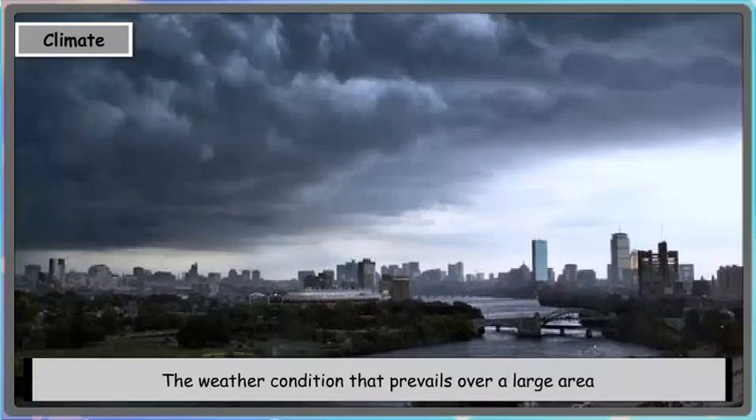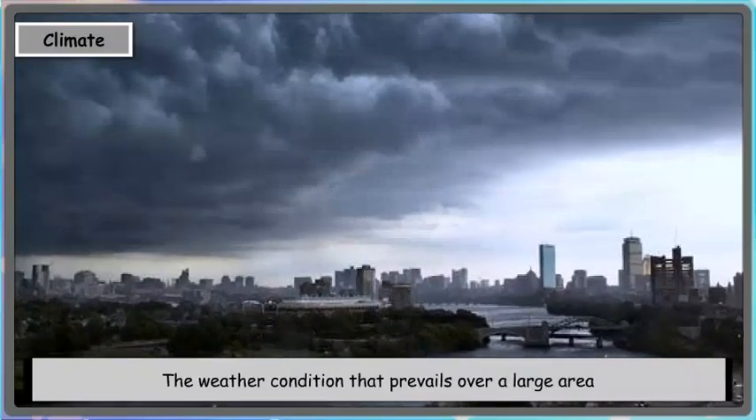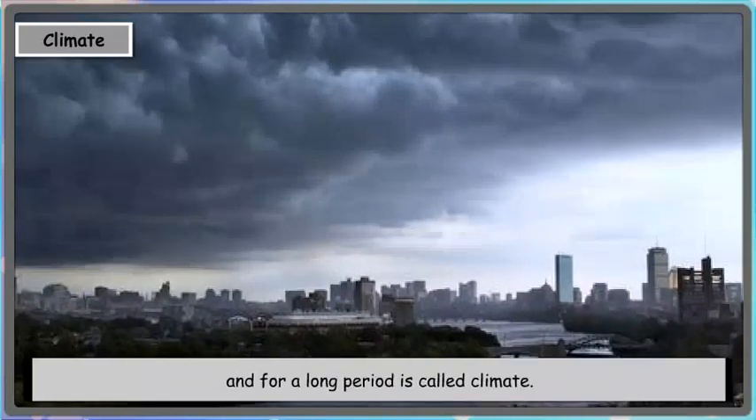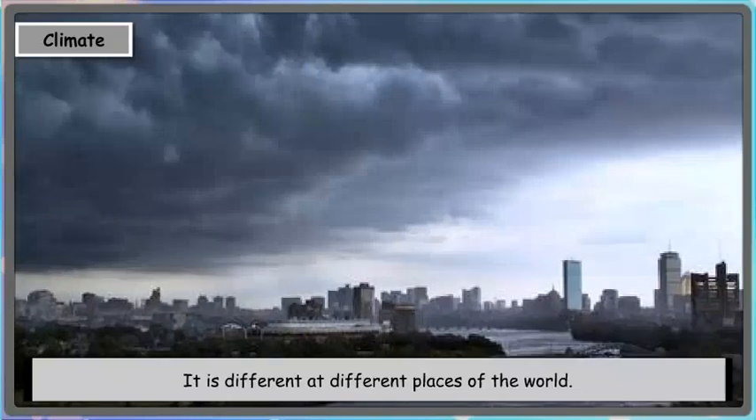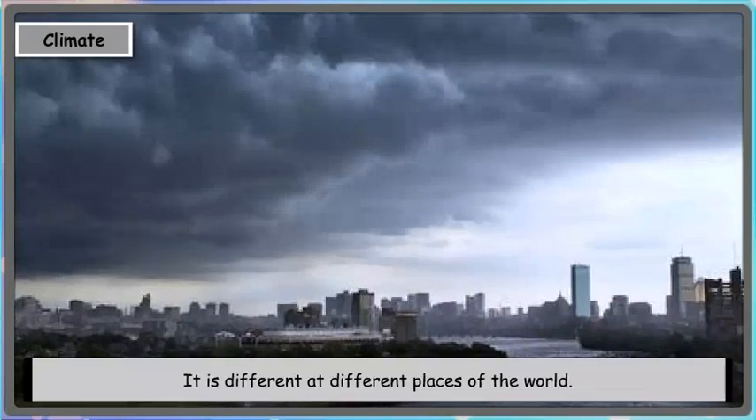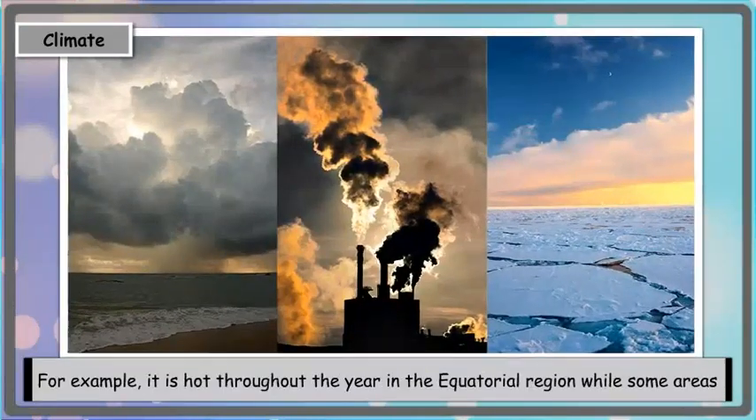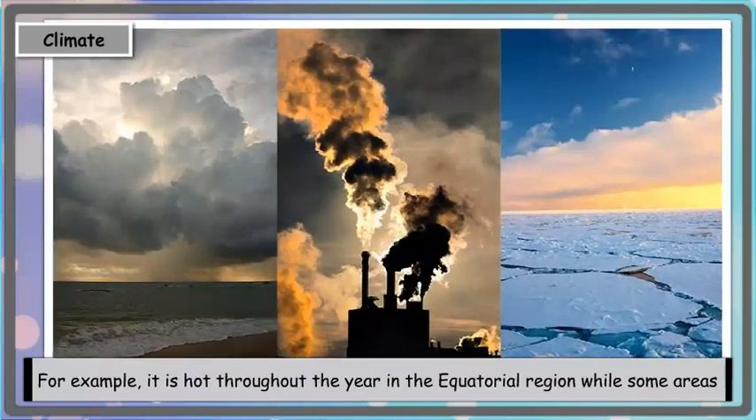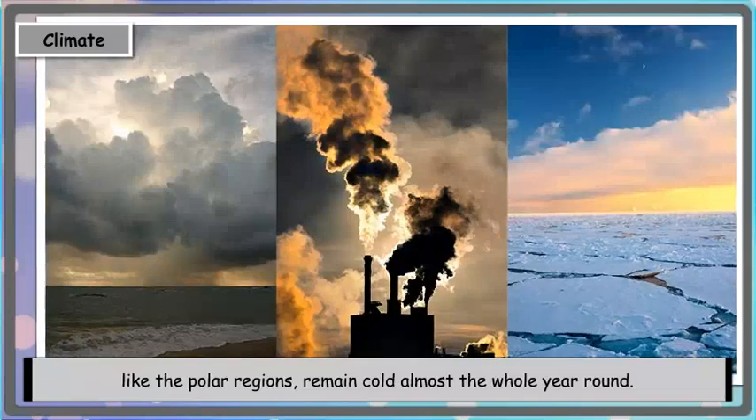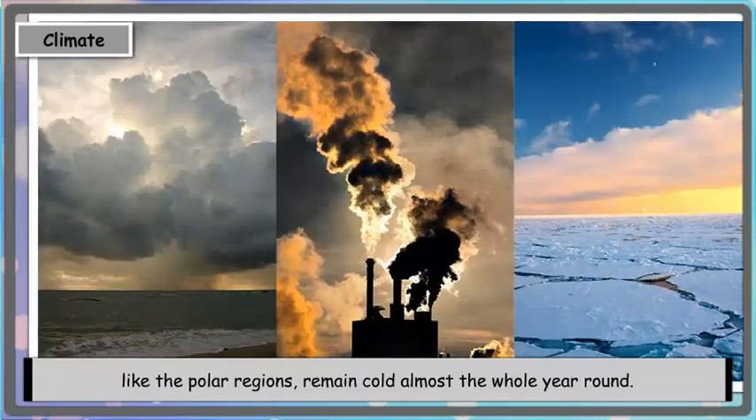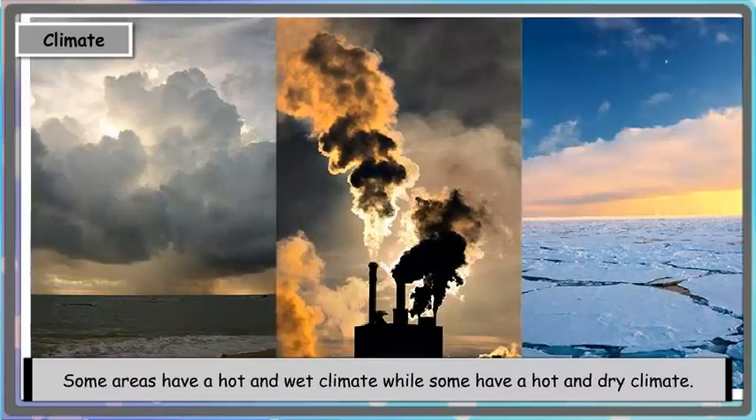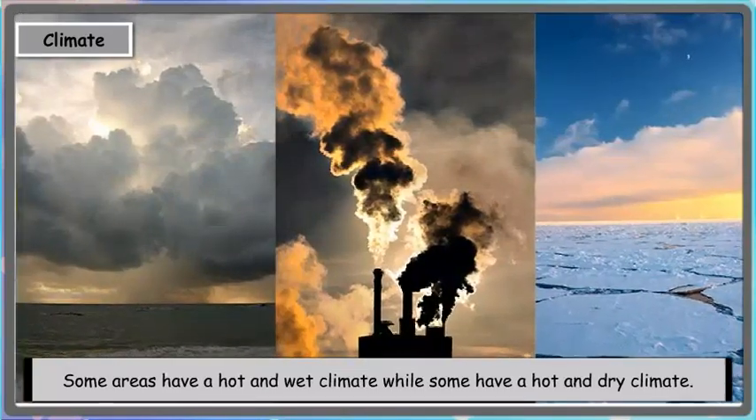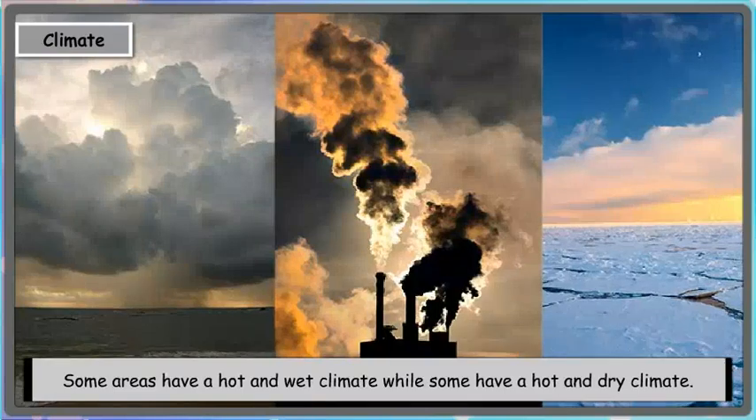Climate. The weather condition that prevails over a large area and for a long period is called climate. It is different at different places of the world. For example, it is hot throughout the year in the equatorial region, while some areas like the polar regions remain cold almost the whole year round. Some areas have a hot and wet climate, while some have a hot and dry climate.